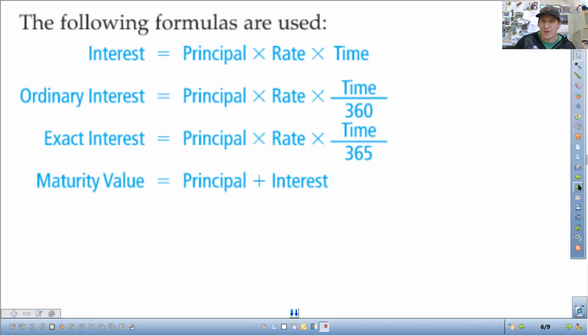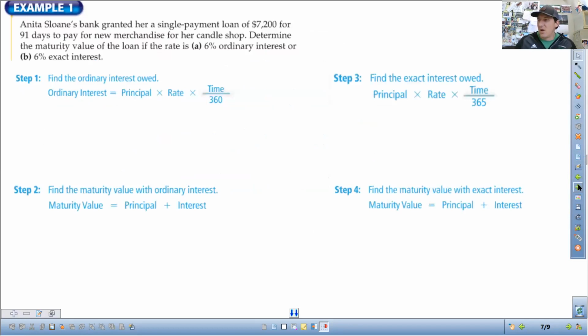So let's look at an example here. Anita Sloan's bank granted her a single payment loan of $7,200 for 91 days to pay for merchandise for a candle shop. Determine the maturity value of the loan if the rate is A, 6% ordinary interest, or B, 6% exact interest.